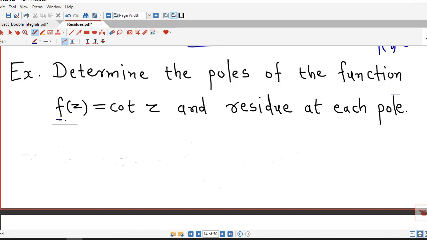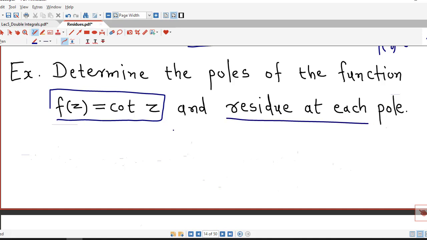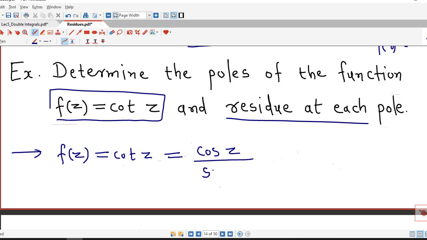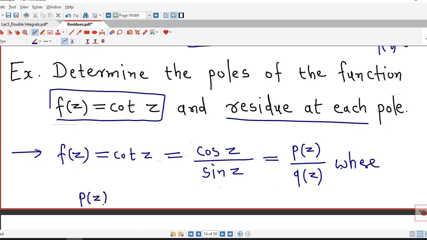So we consider this example. Determine the poles of the function cot z and the residue at each pole. First we write cot z as a quotient of two functions. We know that cos z over sin z is nothing but cot z. So we denote cos z by p(z) and sin z by q(z), where p(z) is cos z and q(z) is sin z.